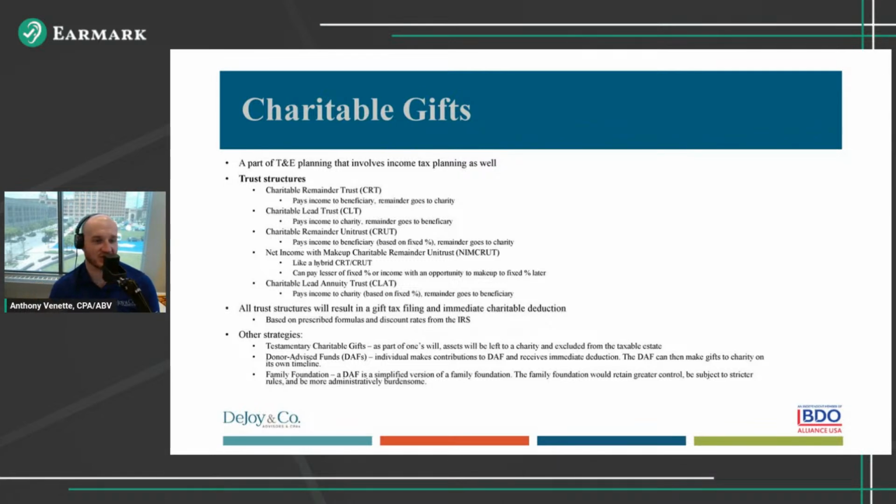All these trust structures are going to end up creating two things, right? They're going to create a gift tax filing, because we're making a gift to our beneficiary, and that would be recognized usually at the start of the trust. And then an immediate charitable deduction. So it's important when we're planning here that we're thinking about income tax planning as well as gift and estate. I'm talking a lot about gift and estate tax, but it's also important not to ignore income tax issues that come up through this process. Same thing I would say if we're planning with real estate that has a large built-in gain, right?